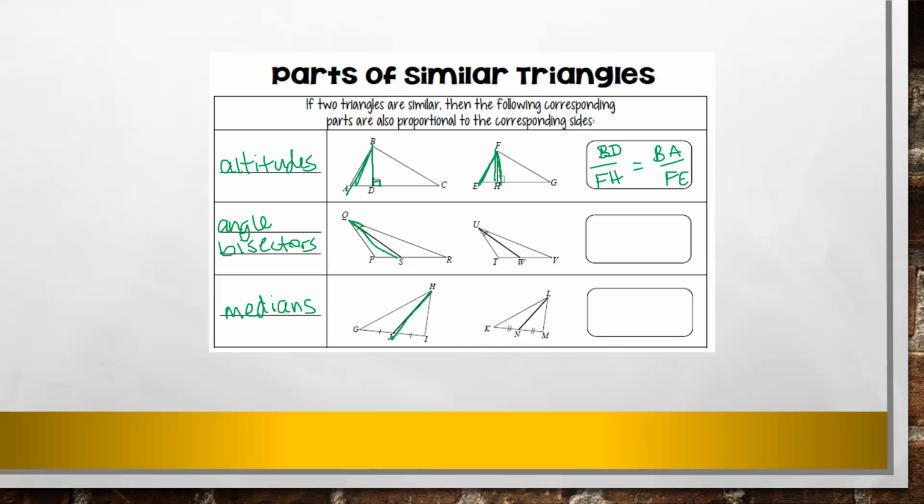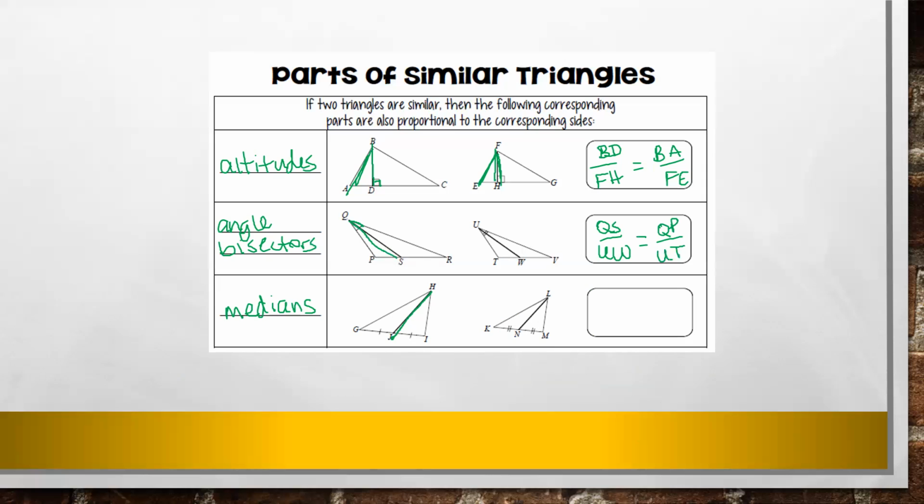For my angle bisectors, that angle bisector here, and there's an angle bisector over here. So these two triangles are now proportional, and we can say that QS, the angle bisector in the first triangle, will be in a fraction with UW, the angle bisector from the second triangle. And QP will be proportional to UT.